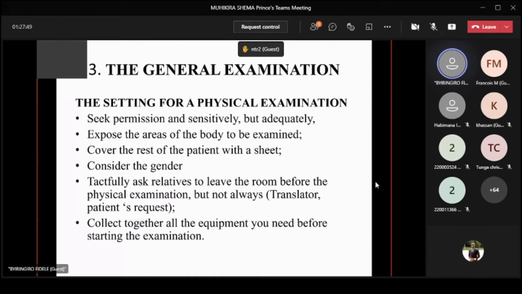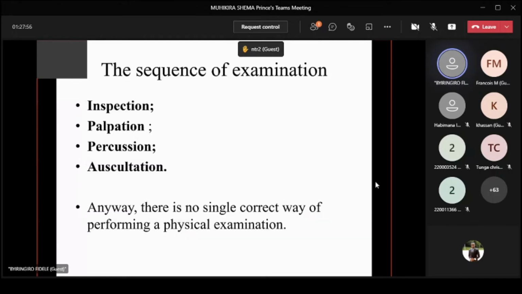So the sequence of examination, you all know: inspection, palpation, percussion, and auscultation. You have to go through these four sequences of examining the patient. And anyway, there is no single correct way of performing physical examination, always start with the best one, depending on what you need to do.